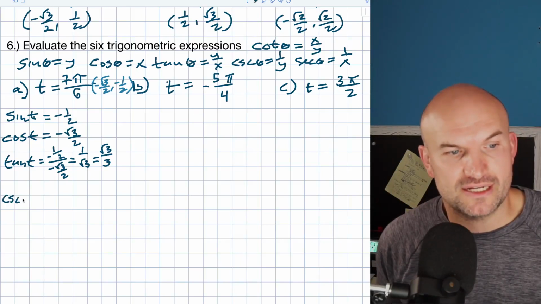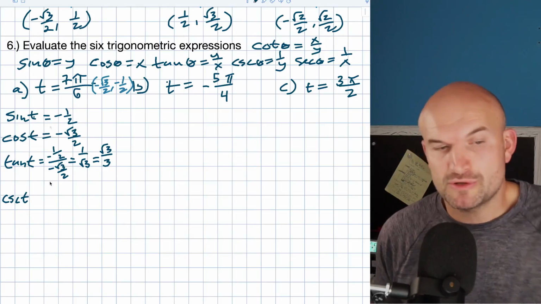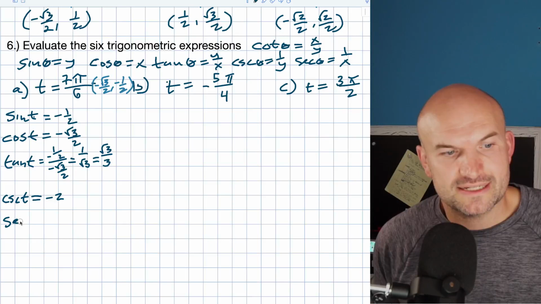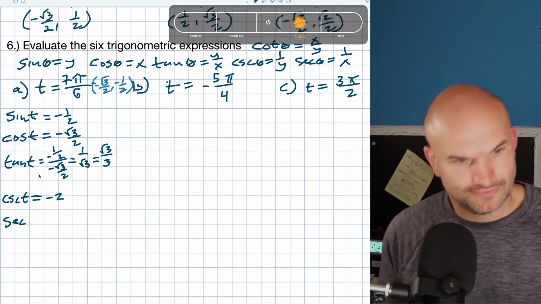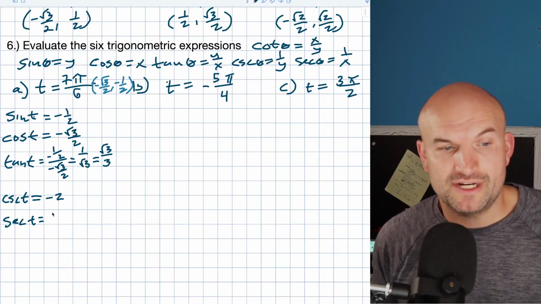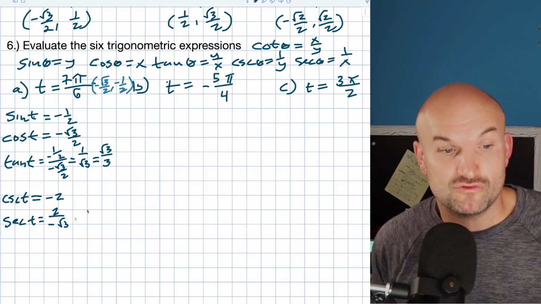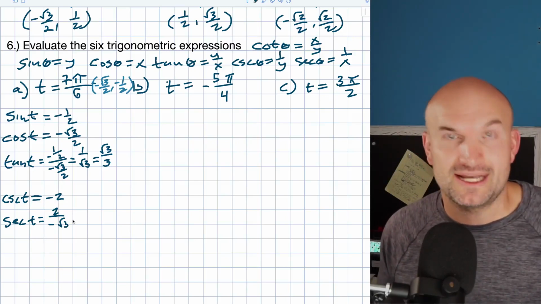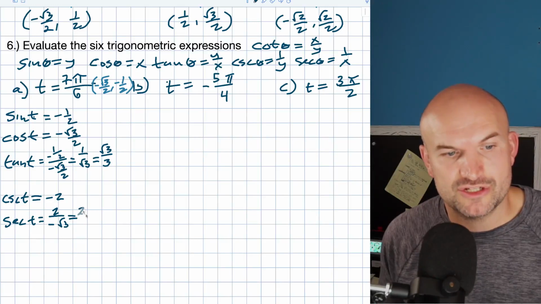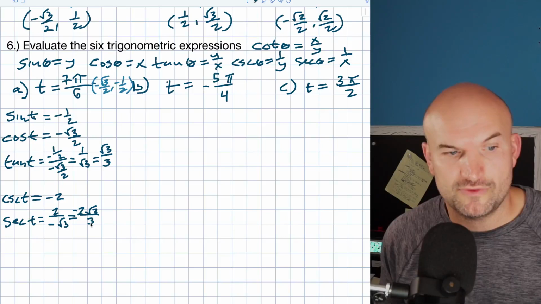Now, let's go through the reciprocal functions. So the cosecant of t is just going to be the reciprocal, right? So that's going to be a negative 2. The secant of t is going to be the reciprocal over here. So that one's going to be 2 over negative square root of 3, which again, rationalize the denominator. So multiply by square root of 3 on the top and bottom. That's still a negative square root of 3 over 2 over 3, which gives us negative 2 square root of 3 over 3.